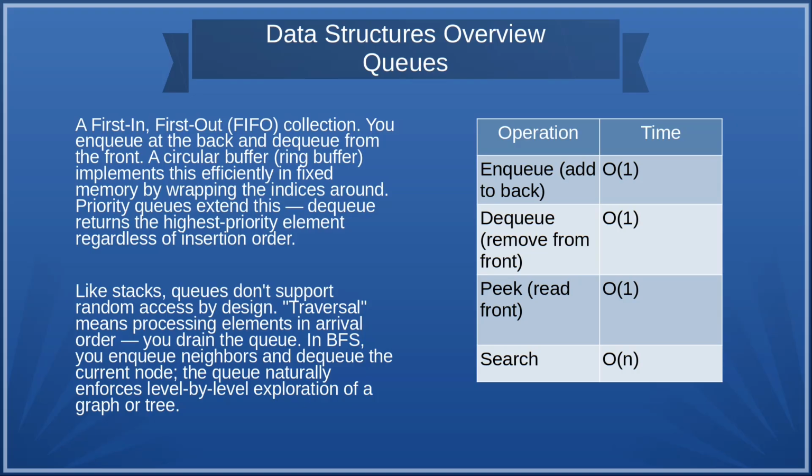Here we've got the vice versa of a stack, and this is a queue. This is a first in, first out collection. You enqueue at the back and dequeue from the front. The circular buffer implements this efficiently in fixed memory by wrapping the indices around. Priority queues extend this. Dequeue returns the highest priority element regardless of the insertion order. Like stacks, queues don't support random access by design. Traversal means processing the elements in arrival order. You drain the queue. In BFS, you enqueue neighbors and dequeue the current node. The queue naturally enforces level-by-level exploration of a graph or tree.